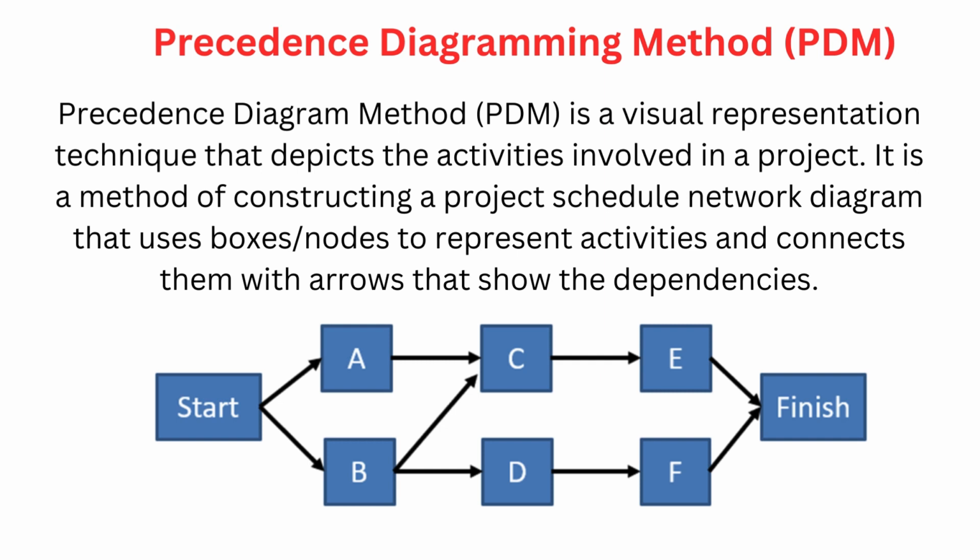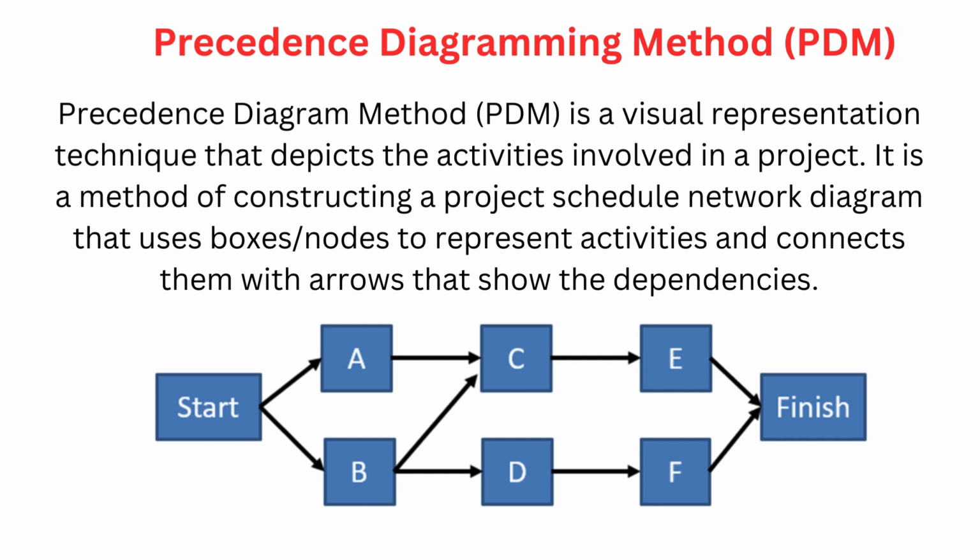So in this visual diagram on the screen, we have activity boxes. Each task or activity in the project is represented by a box. You can see there are A, B, C, D, E, and F tasks. And then we have arrows. Arrows are used to show the dependencies between activities. For example, if activity A must be completed before activity B can start, there will be an arrow going from A to B. And then you can see activity C. Activity C can start only when both A and B are completed, likewise.